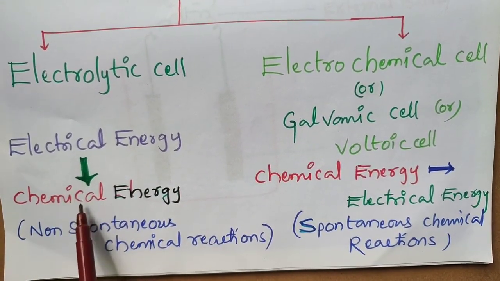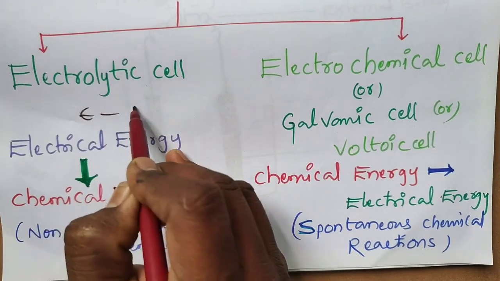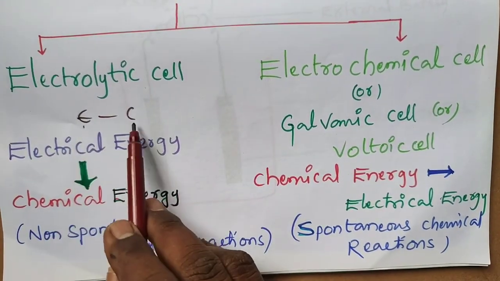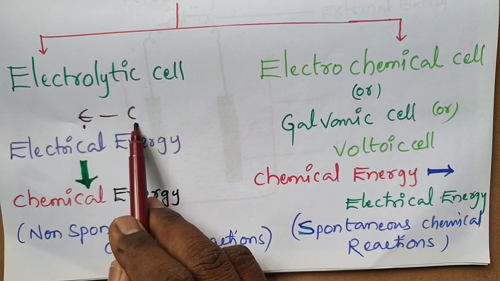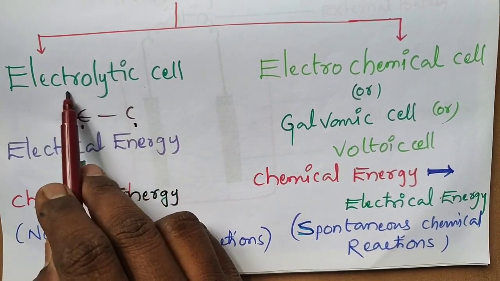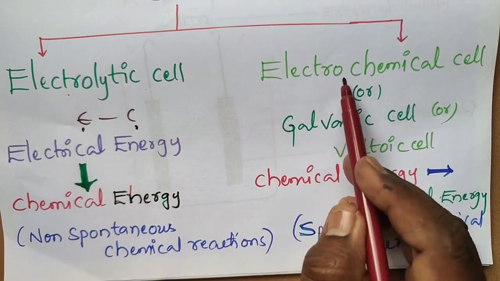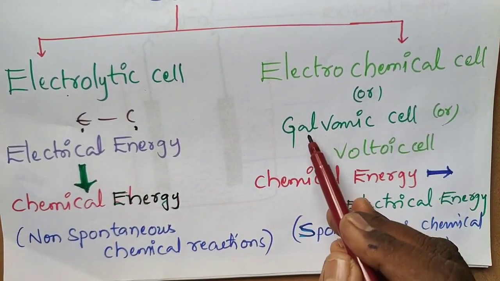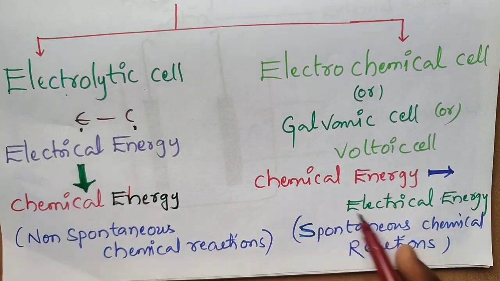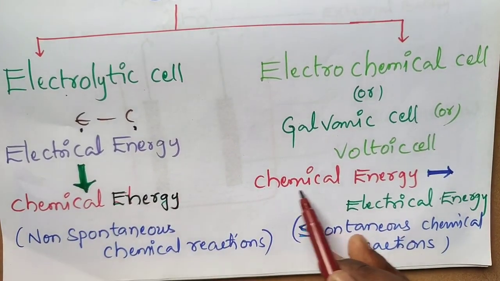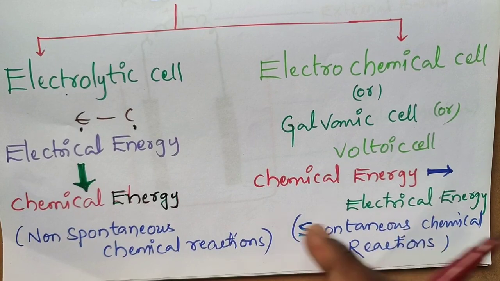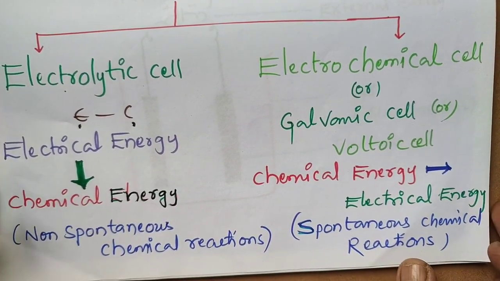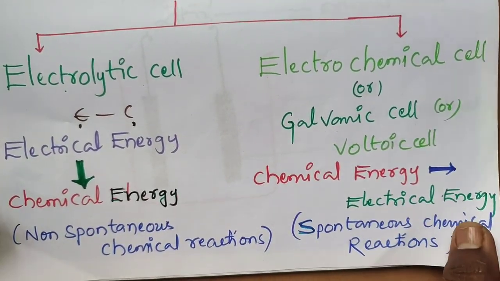E to C. What is the meaning of E to C? Electrical energy to chemical energy. By applying electrical energy, chemical reactions take place. That is E to C, for the electrolytic cell. And the electrochemical cell, or galvanic cell or voltaic cell, is C to E, where chemical energy is converted to electrical energy. This is the difference between the electrolytic cell and the electrochemical cell.